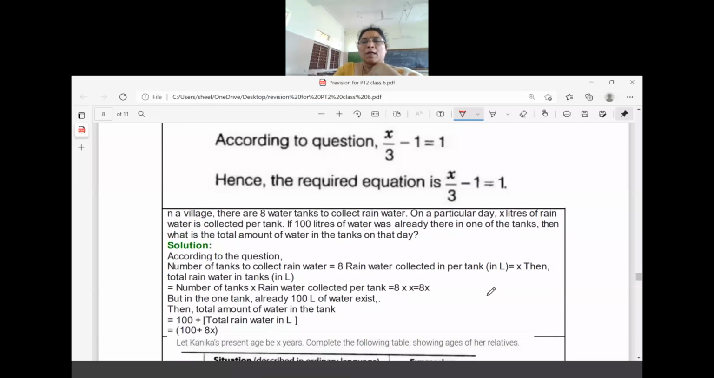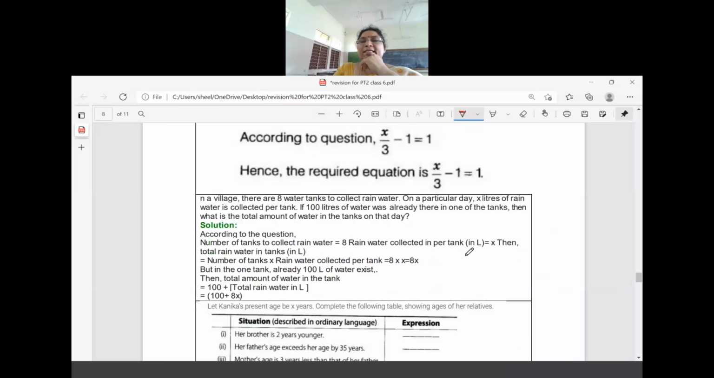In a village, there are 8 water tanks to collect rainwater. On a particular day, x liters of rainwater is collected per tank. 100 liters of water was already existing in the tanks. Then what is the total amount of water in the tanks on that day? According to the question, what is given? How many tanks are there? 8 tanks. 8 water tanks are there. x liters of water can be collected per tank.